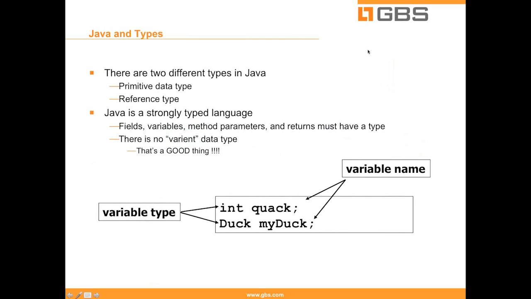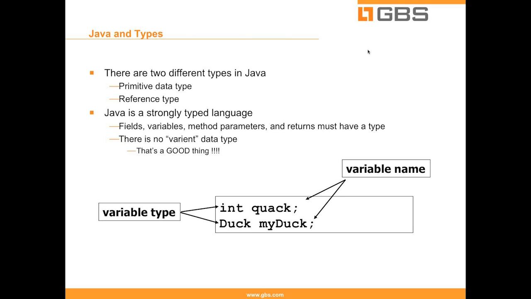Java is a strongly typed language. There is no variant, and that's a good thing. That's a really, really good thing. If you come to Java from LotusScript and you were in the habit of using variants a lot, then let me just remind you that every time you use a variant data type in LotusScript, a kitten passes away, and that's bad. No one wants to hurt kittens. So in Java, you can't do that. So it kind of forces you to type your objects.